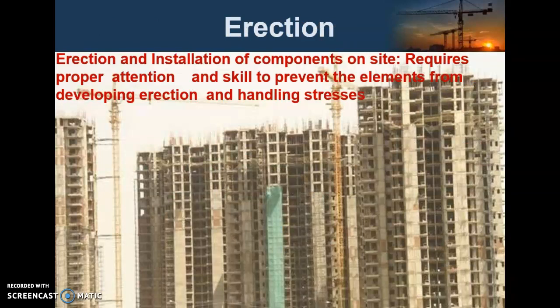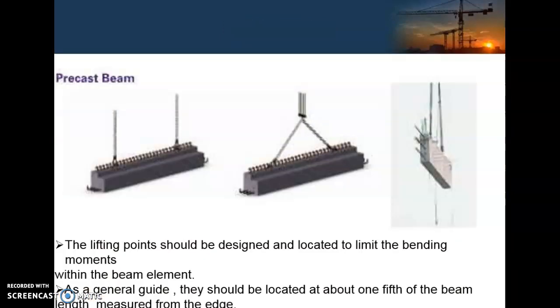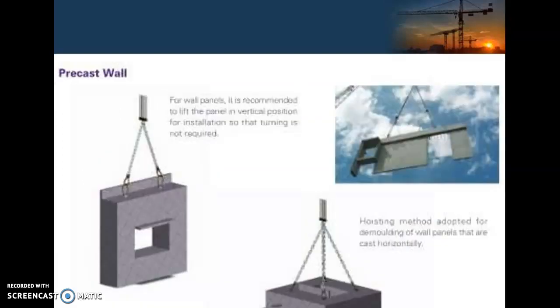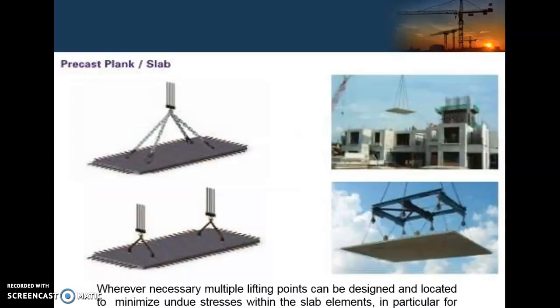Erection. Erection is the process of installation of components on the site. It is the lifting point for the precast beam element. It should be located at about 1/5 of the beam length measured from the edge. It is the lifting point for the precast wall element. It is the lifting of precast slab element. Whenever necessary, multiple lifting points can be designed and located to minimize the stresses within the slab element.